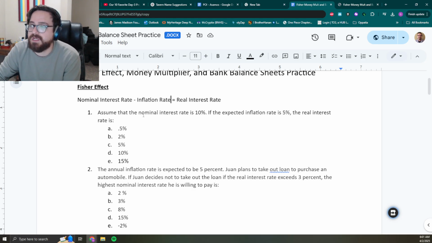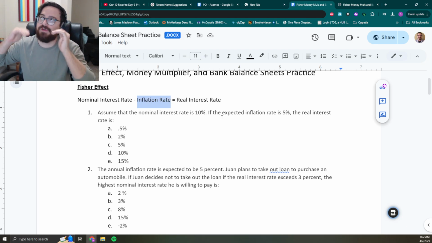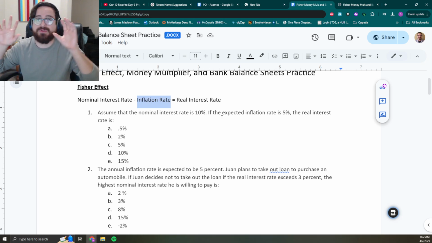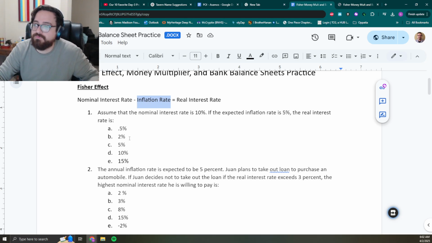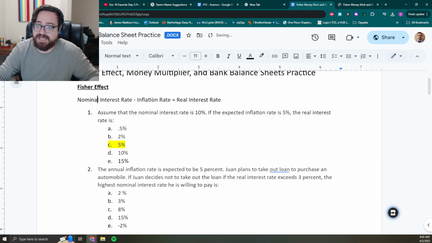So assume the nominal interest rate is 10%. If the expected inflation rate is 5%, the real interest rate is, okay, this one is a simple plug and chug. There's no complicating factors here. Nominal interest rate is 10, minus the inflation rate is 5. It's usually expected because it's usually what they predict the inflation to be, because the bank is thinking how much inflation is going to happen, so how much are we really going to get paid back? The real interest rate would also be 5%, because 10 minus 5 is 5. Nominal interest rate minus inflation rate equals real interest rate.